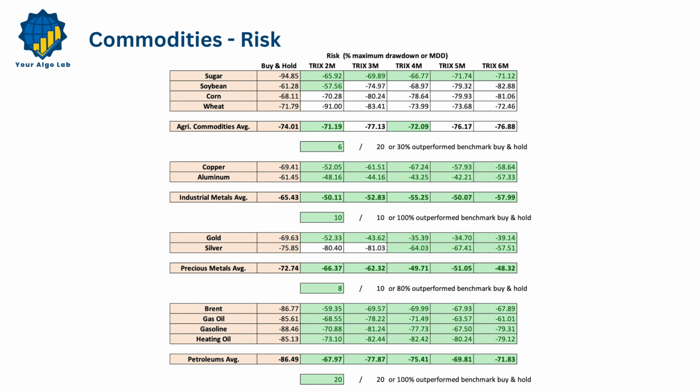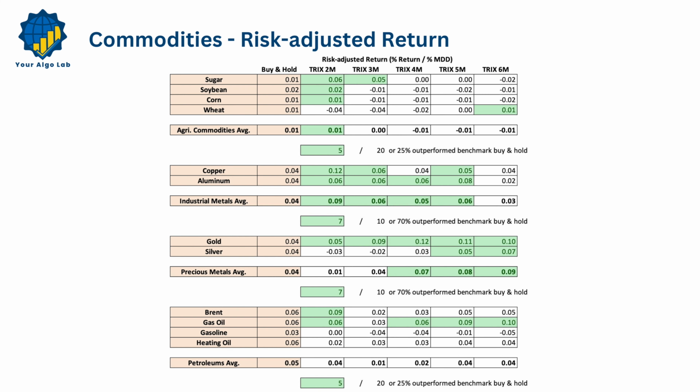Turning to the risk aspect, we observe an overall reduction, though it is not particularly significant. When looking at risk-adjusted returns, industrial and precious metals show overall better risk-adjusted return. However, agricultural and petroleum commodities have an outperformance rate of less than 50%.